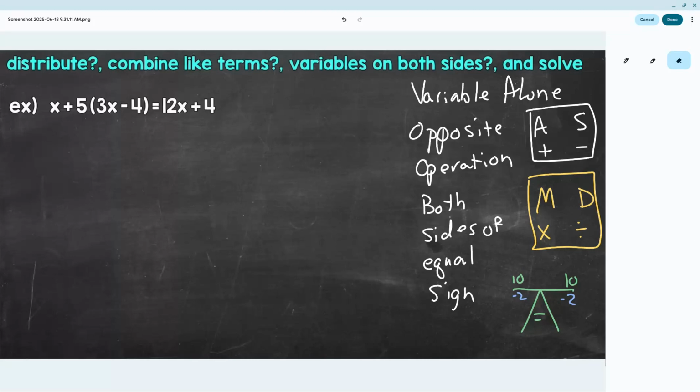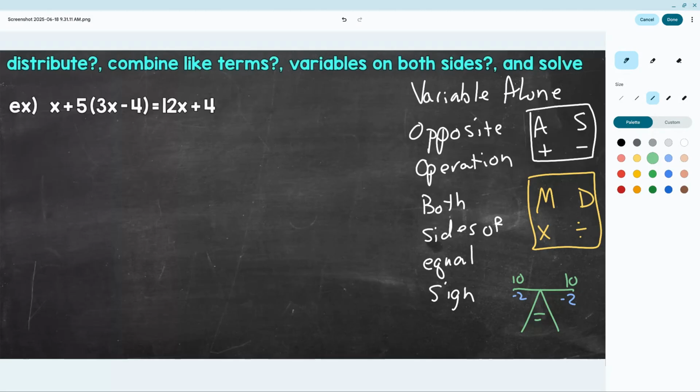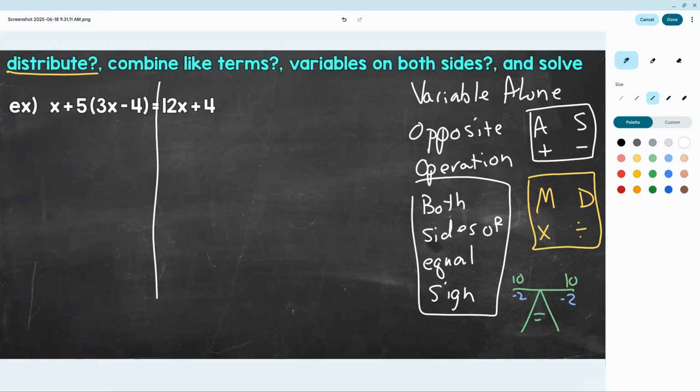All right, so what I need to try to figure out is, do I distribute, combine like terms, and what do I do with variables on both sides? So the first thing I want to do is try to distribute, okay? So we're going to make sure we know that there are both sides of the equal sign, right? So we're going to draw that line so we have an equal sign. Whatever we do to one side, we have to do to the other side.